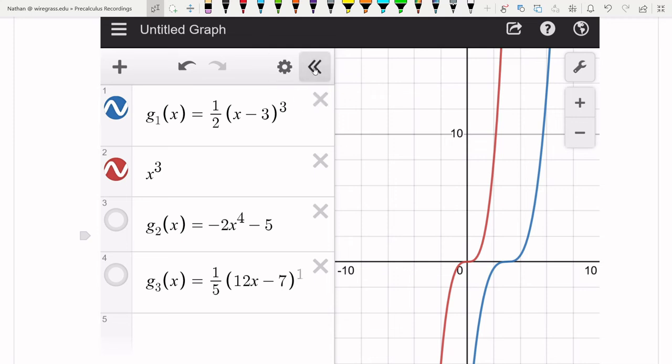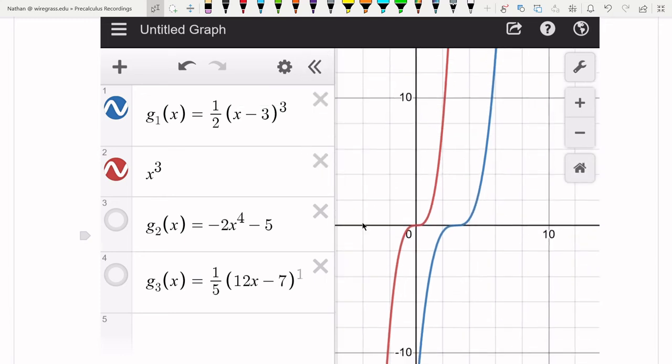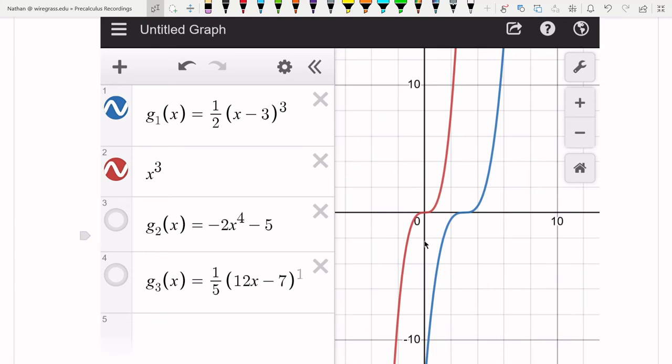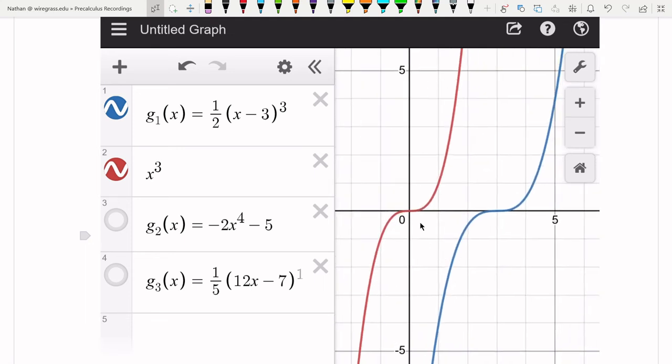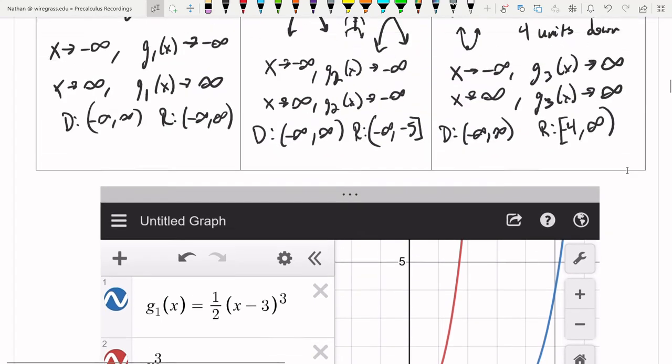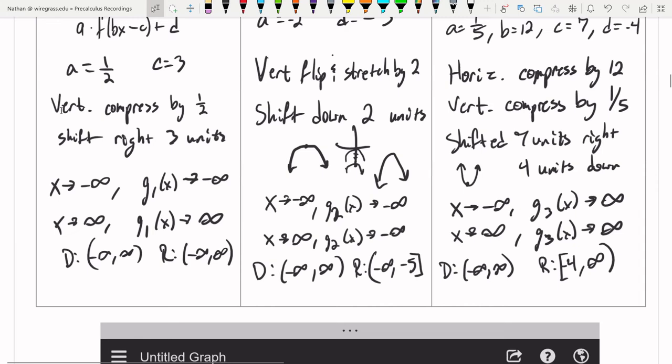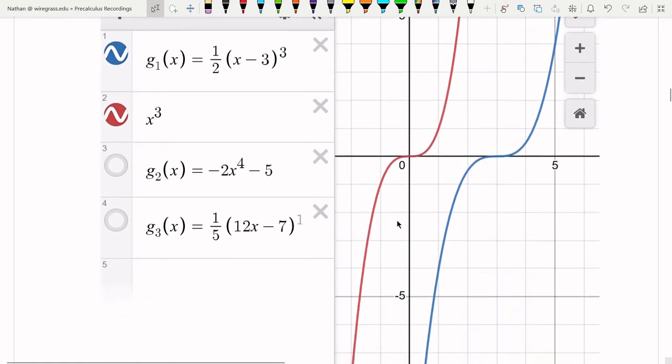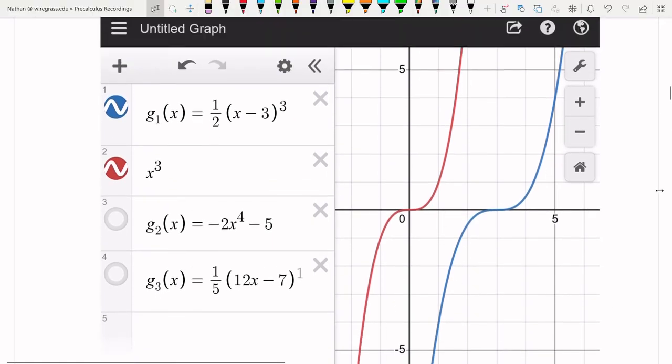There we go. So the parent function is in red, and the blue is the transformed function. We've taken this and squashed it, kind of flattened it out a little bit, and then shifted it to the right 3 units, which is what we said here. And the behavior is down to the left and up to the right: negative infinity to negative infinity, and then positive infinity to positive infinity. So that is correct.